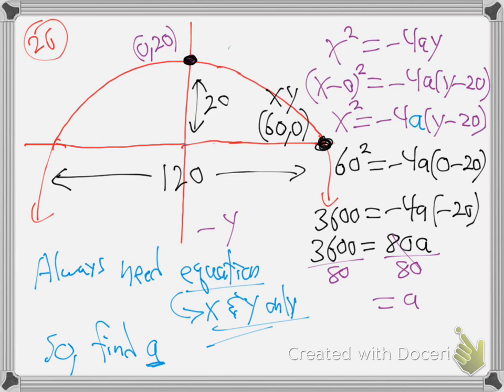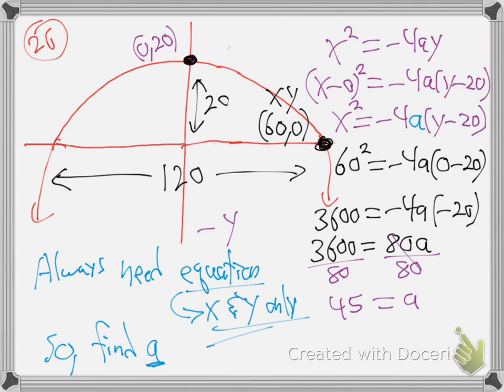Somebody have that, 3,600 over 80? 4? No, that would be 32. No. 45? We good there? So we're not done yet. Now we're ready to answer the questions. So a is 45.